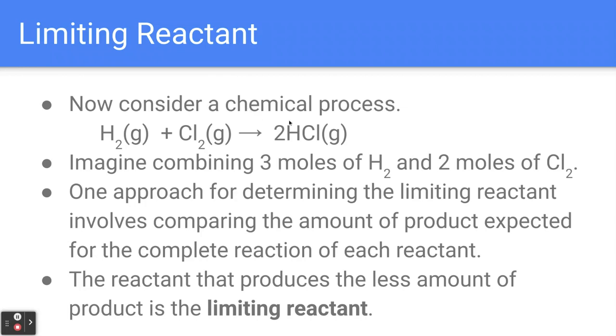Let's imagine making hydrogen chloride gas. If we take hydrogen and chlorine and react them together, we're going to get hydrogen chloride gas. Let's say we want to try to combine 3 moles of hydrogen and 2 moles of chlorine. In this case, we can take a basic look and think about, okay, 3 moles of hydrogen would create 6 moles of hydrogen chloride. And if we had 2 moles of chlorine, it would make only 4 moles of hydrogen chloride. And so here, the one that's going to make the lesser amount is known as our limiting reactant.